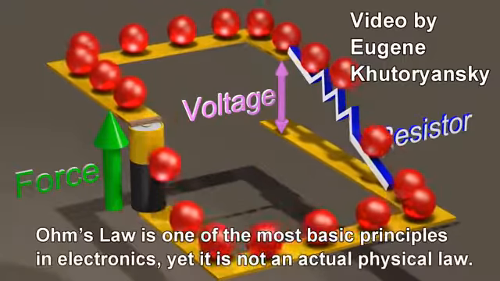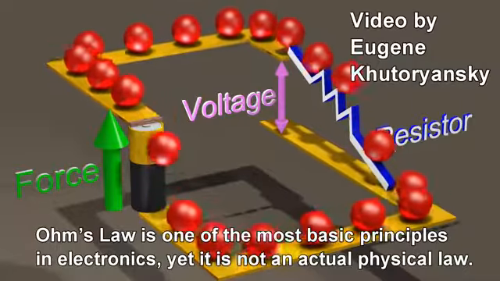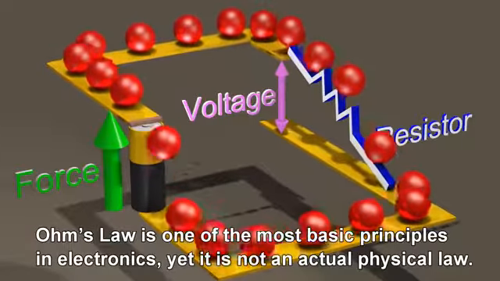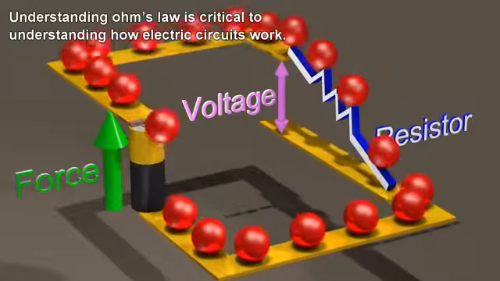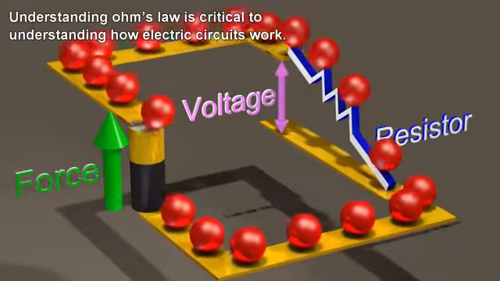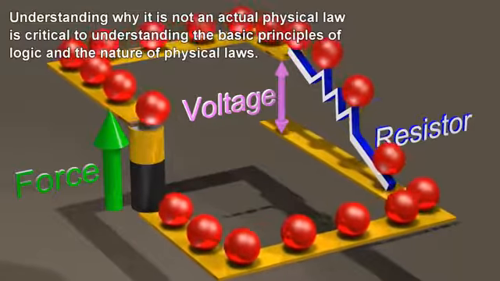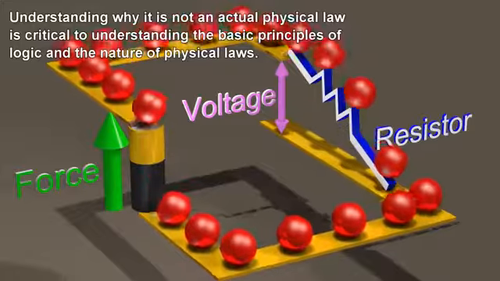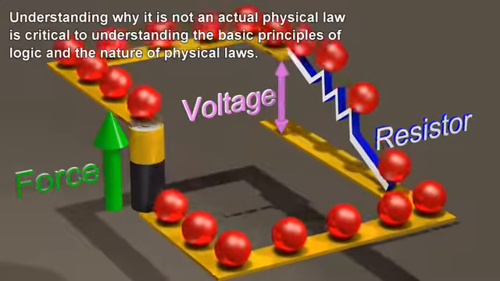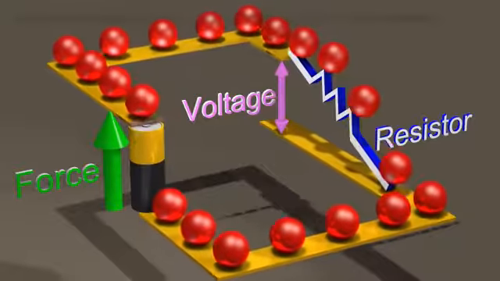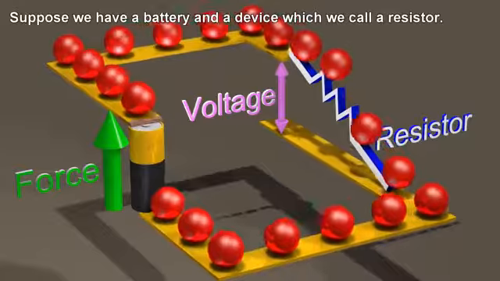Ohm's law is one of the most basic principles in electronics, yet it is not an actual physical law. Understanding Ohm's law is critical to understanding how electric circuits work. Understanding why it is not an actual physical law is critical to understanding the basic principles of logic and the nature of physical laws.